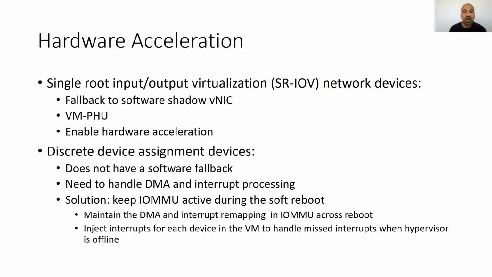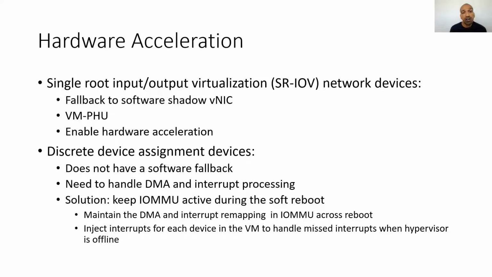Now we present details on hardware offloads. Hardware offload is becoming increasingly common in Azure as we bridge the gap between bare metal servers and virtual machines. There are two primary ways to perform hardware offloads: single root input-output virtualization, also known as SR-IOV, and discrete device assignment, also known as DDA. We handle the SR-IOV network devices by falling back on a software shadow VNIC, and then enable the virtual function for the SR-IOV VM. During the period of the software fallback, there is a short brownout for the VMs.